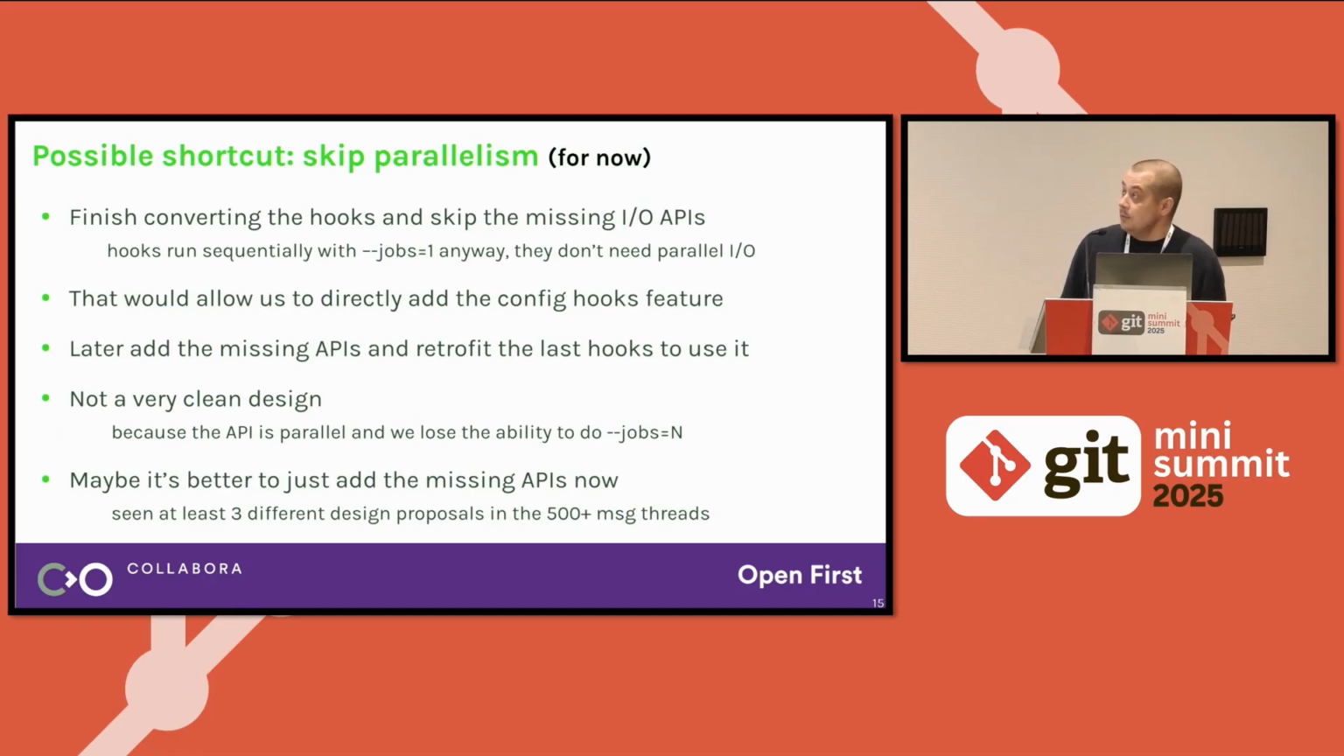Now, we can do a shortcut. We can just skip the parallelism, just convert the hooks and do it sequentially anyway. This will allow us to jump directly to adding the config hooks feature. So we can specify hooks via config and not have parallelism. The idea is that we will just add the parallelism later to it.